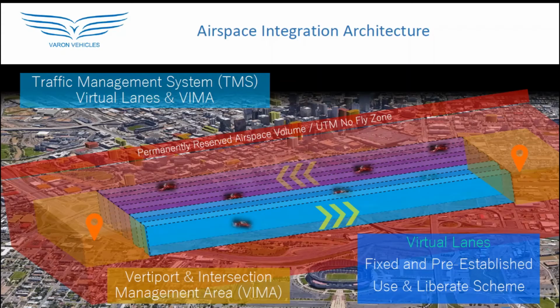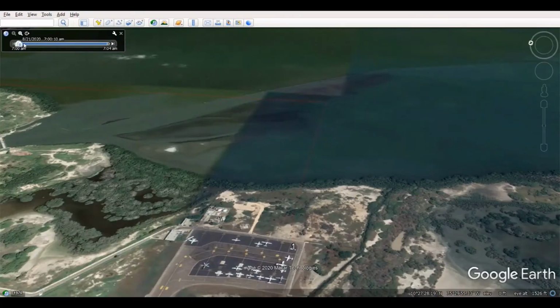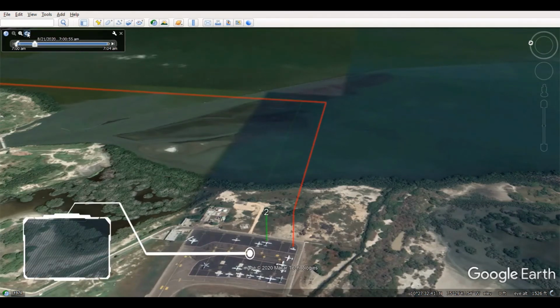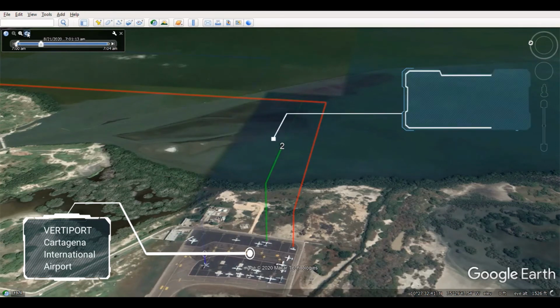This section is 4 kilometers in length. As currently defined in the initial airspace integration architecture, there are 6 virtual lanes or 6 virtual slots within which we can place a vehicle. One vehicle will launch at a time per virtual lane to guarantee deconfliction. Once the vehicles clear the VIMA, we can continue to launch.